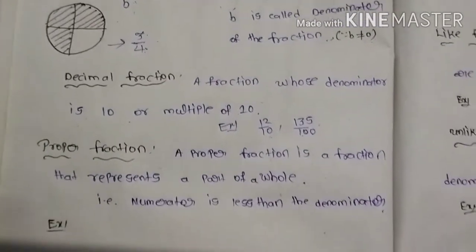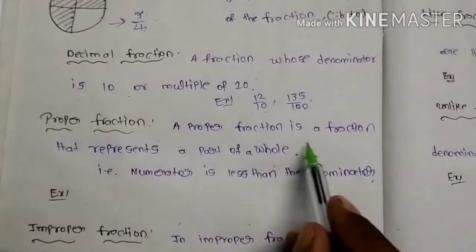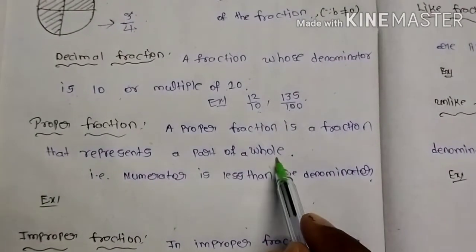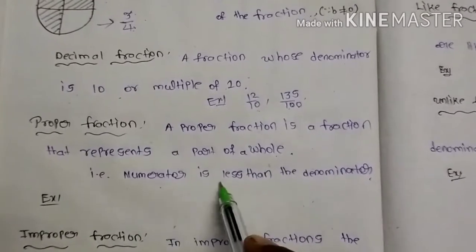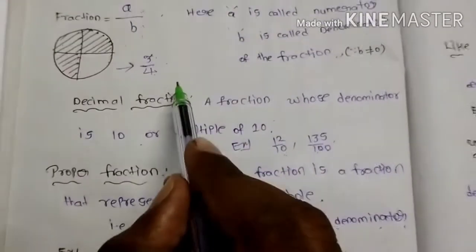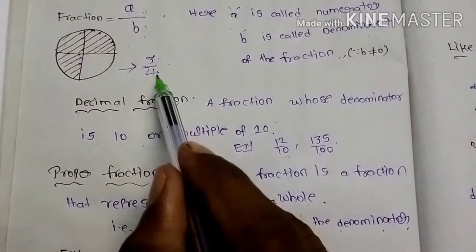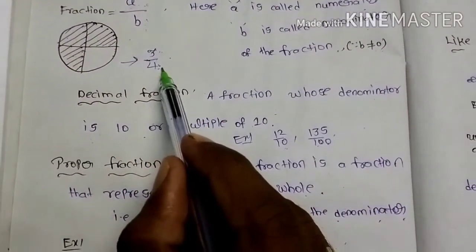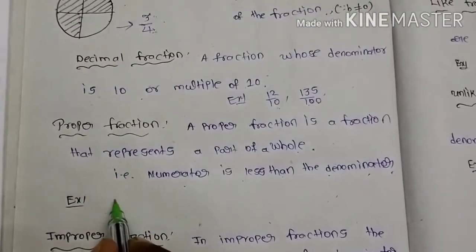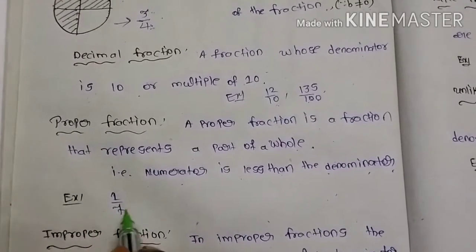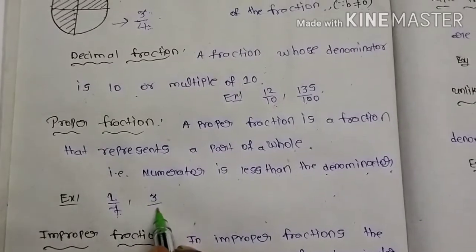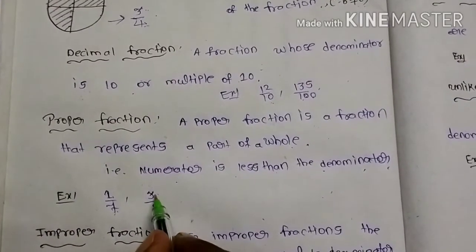One more you have studied, proper fraction. A proper fraction is a fraction that represents a part of a whole. That means here the numerator is less than the denominator. You can remember here, the numerator is 3, denominator 4. Is 3 less than 4 or not? Yes. So this is called a proper fraction. For example, I am taking 1 by 7. 1 is less than 7 or not? Yes. If you want, you can take 3 by 5. 3 is less than 5 or not?